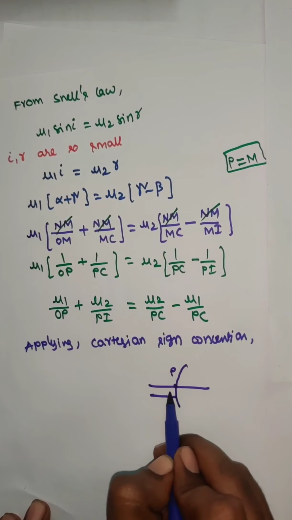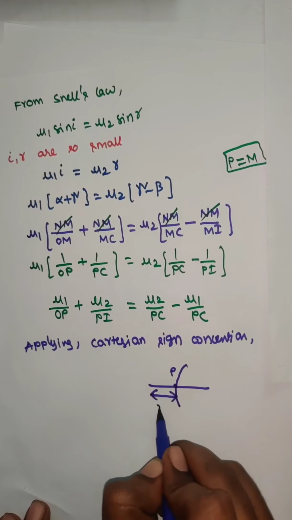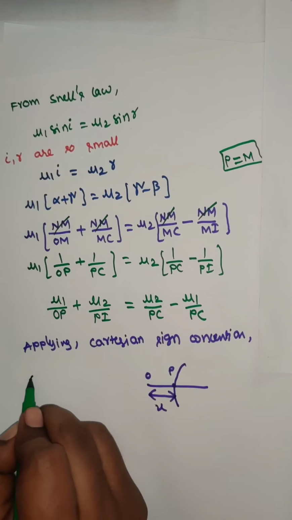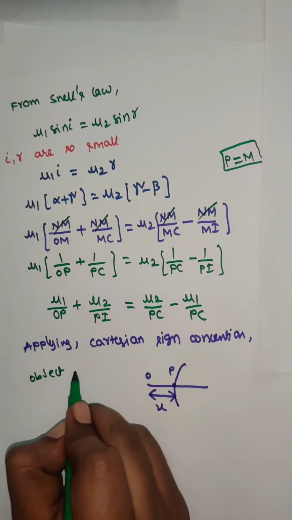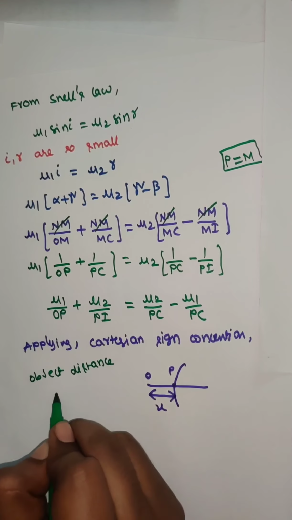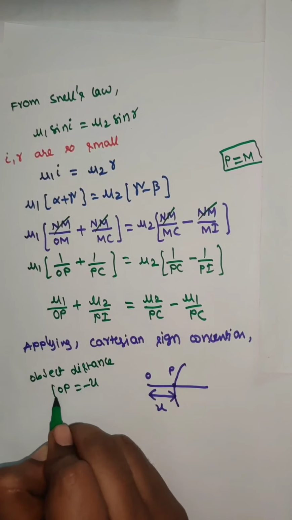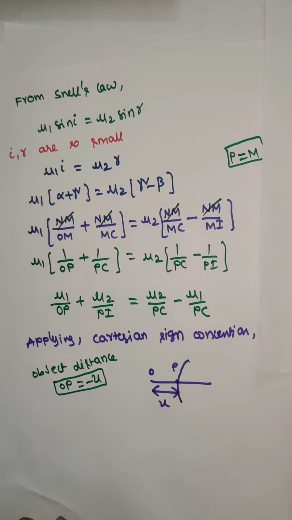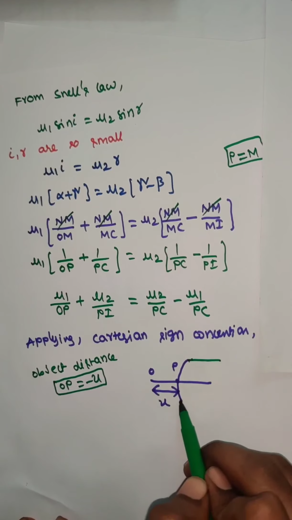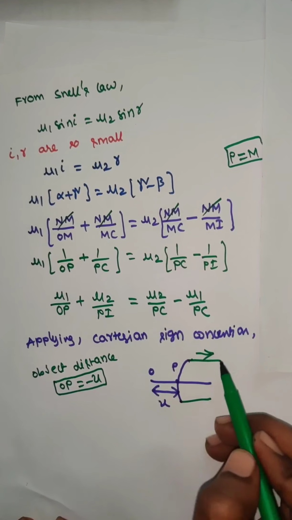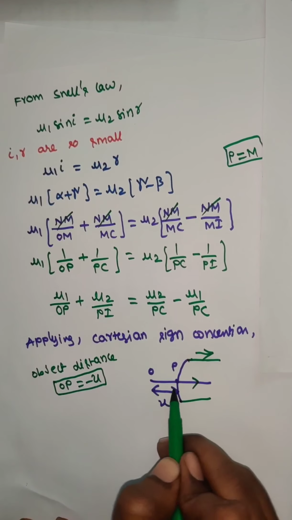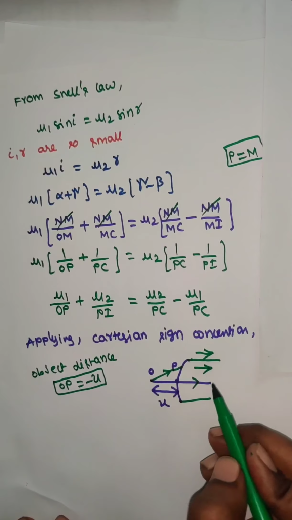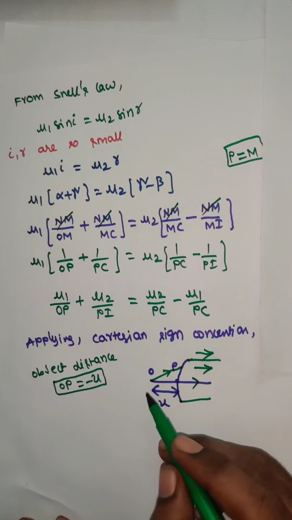So if you apply here, this is the pole. Opposite to the incident light, so this you can take as the object distance; OP is negative, that is minus u. The left hand side you can take as negative. Along this direction is the incident light direction; the opposite can be taken as negative, and the incident light direction can be taken as positive.